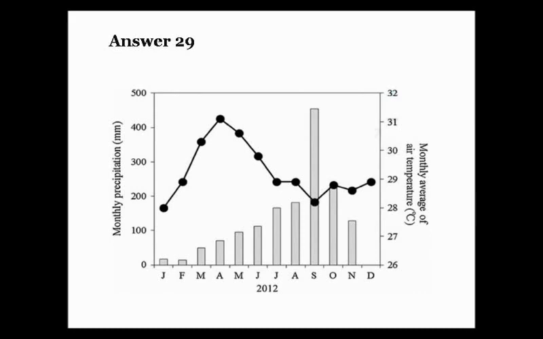According to the graph, for monthly precipitation, the largest number can be found in September, which is about 450, while the smallest number can be found in December, which is about 0. Last but not the least, for temperature, the largest number can be found in April, which is about 31. In conclusion, I think it is beneficial because it tells about the relationship between rainfall and temperature.